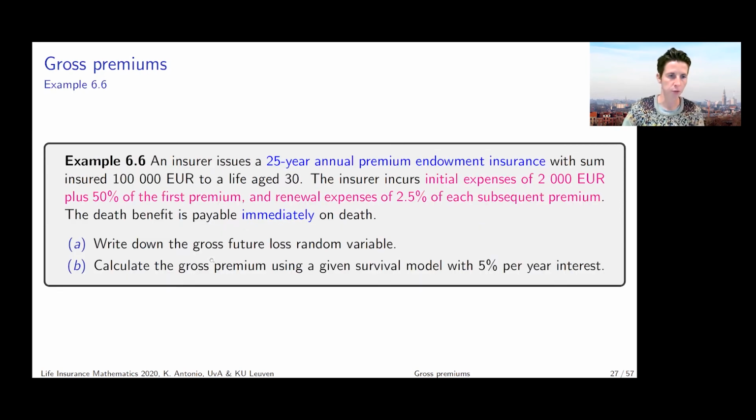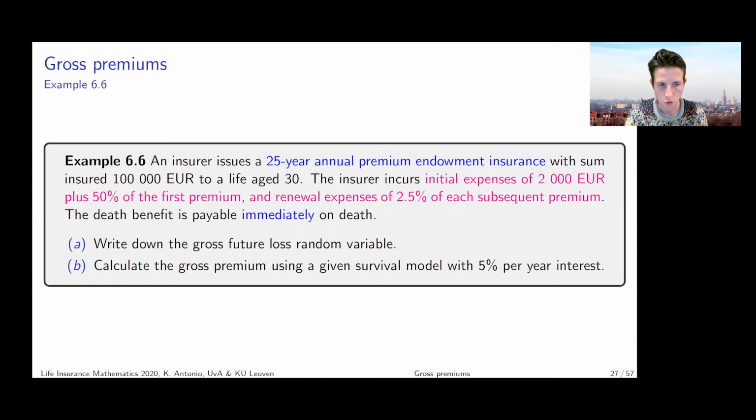So let's do an exercise on this. We've got an insurer who issues a 25-year annual premium endowment insurance. The sum insured is 100,000. The policyholder has age 30, and the insurer incurs certain expenses. We've got initial expenses of 2,000 euro, 50% of the first premium, and renewal expenses of 2.5% of each next premium. The death benefit is payable immediately on death of my policyholder.